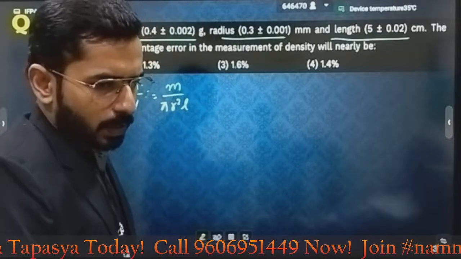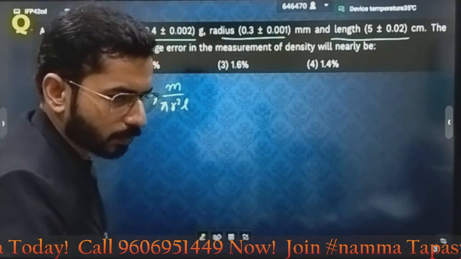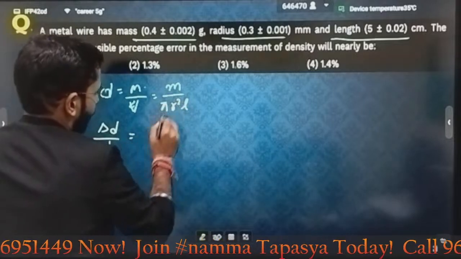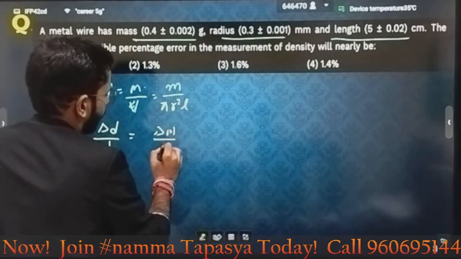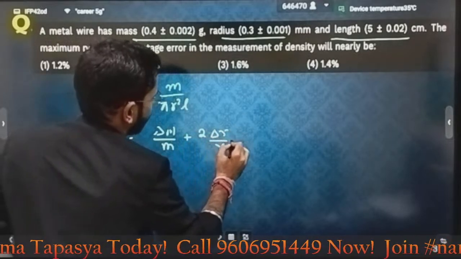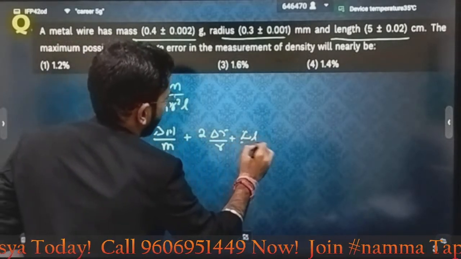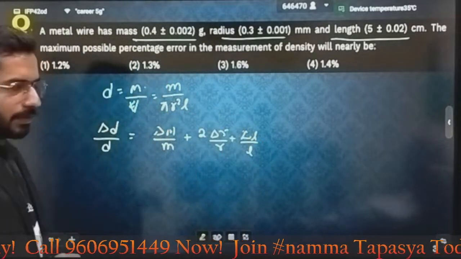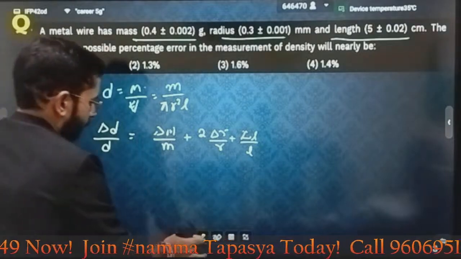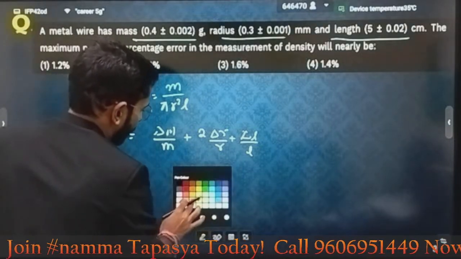Okay. So see. Now how I'll be writing this? You'll be writing it as delta M by M plus 2 times of delta R by R plus delta L by L. These three values are given, and you have to calculate this much. So let's begin to make the calculations.